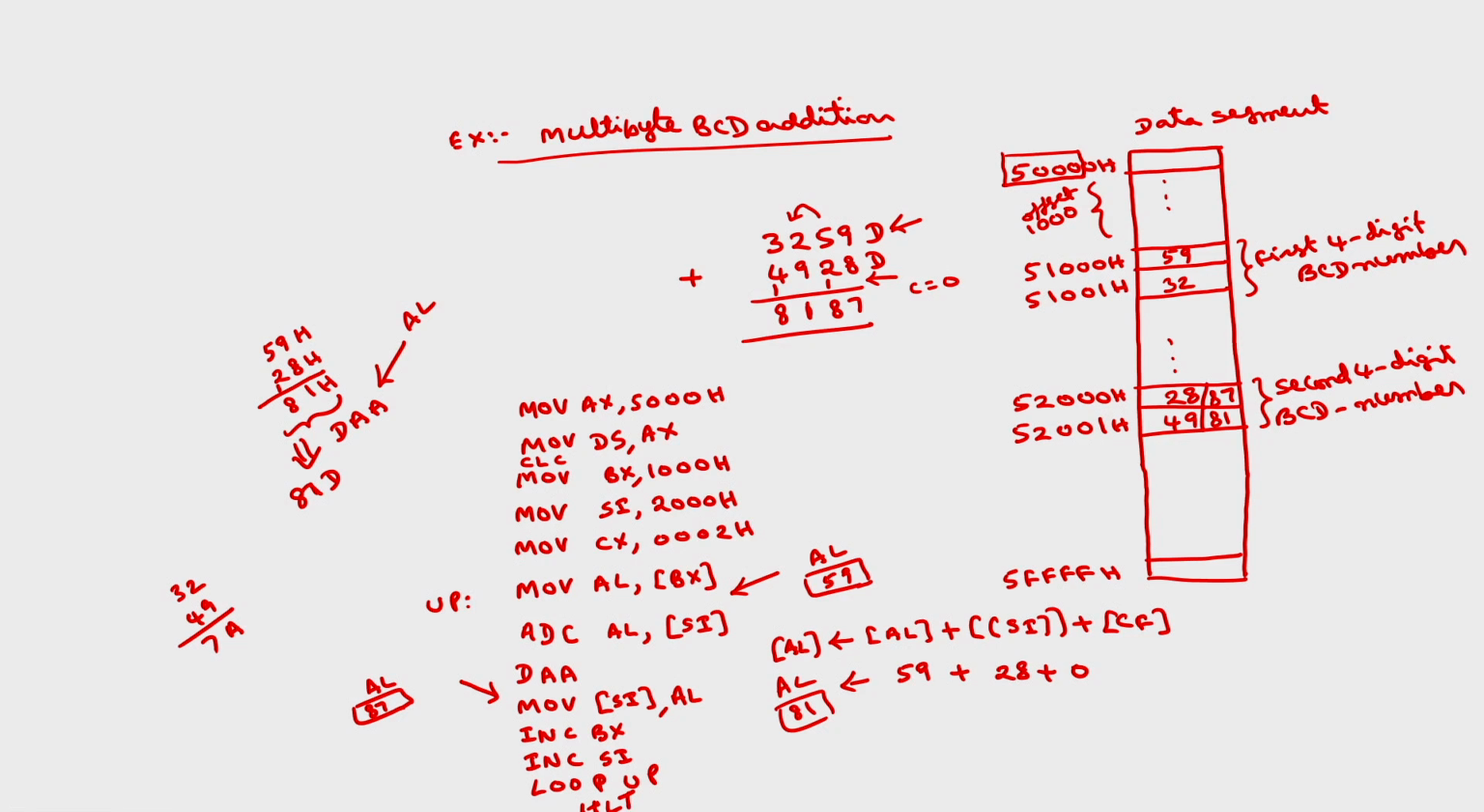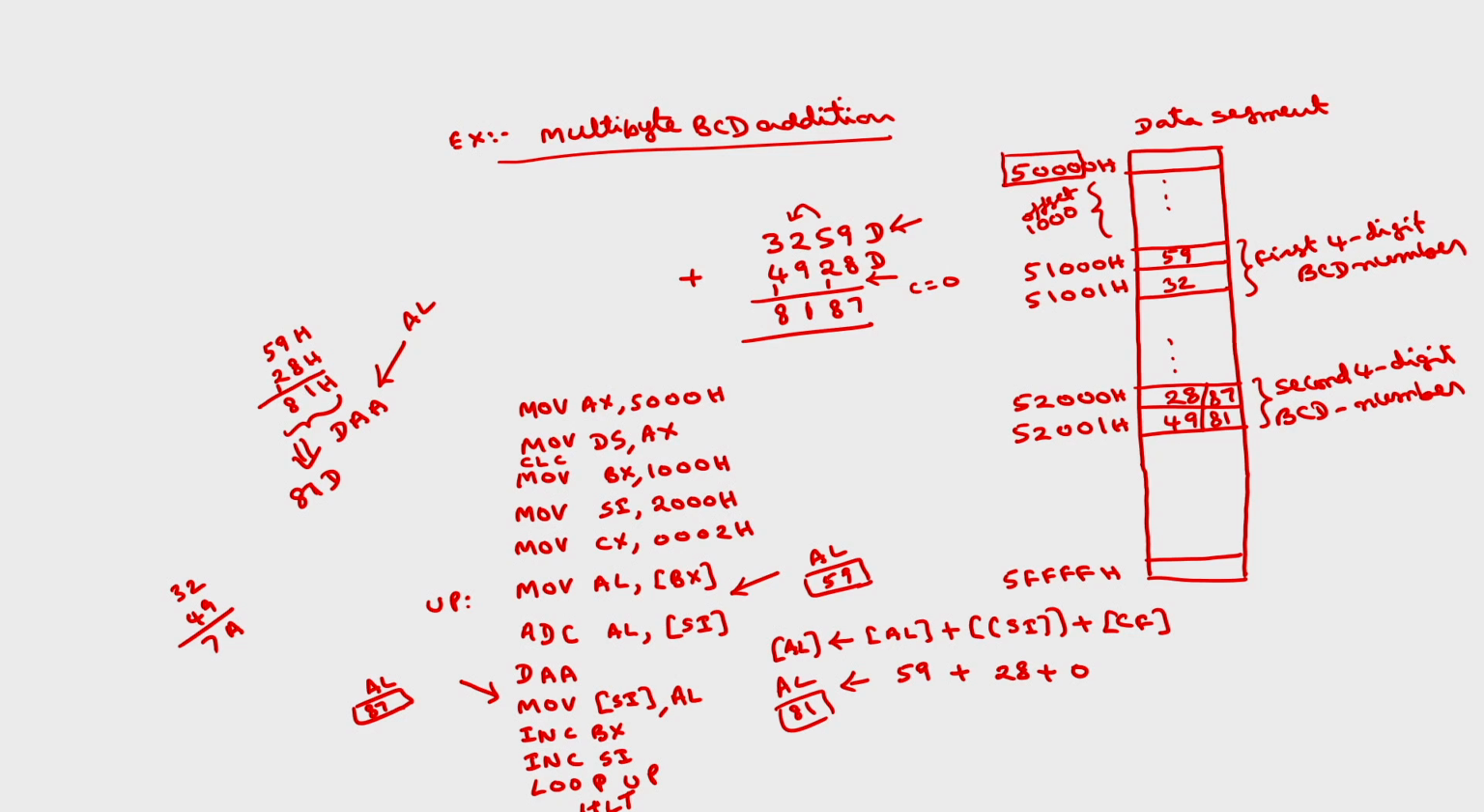So this is about the multi-byte BCD addition. This program can be extended to any number of bytes. If you have 5 bytes, simply load this with 5. If you have 10 bytes, simply load with A. Like that you can extend to any number of bytes. This is about the third program, which is multi-byte BCD addition.